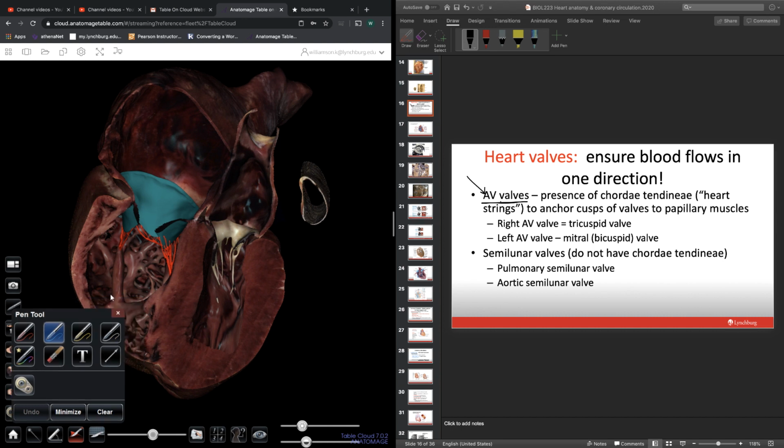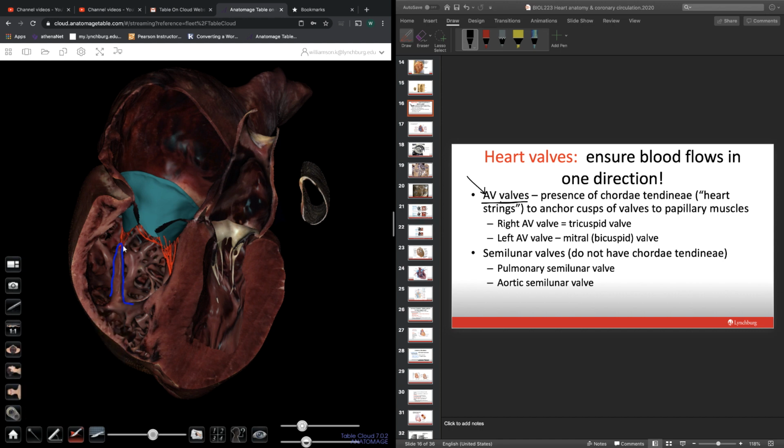This is important because when the ventricles contract, the papillary muscles themselves contract, and they're going to hold the chordae tendinae taut to prevent the cusp or the flaps of the valve from everting into the atria under the pressure that the ventricles create.